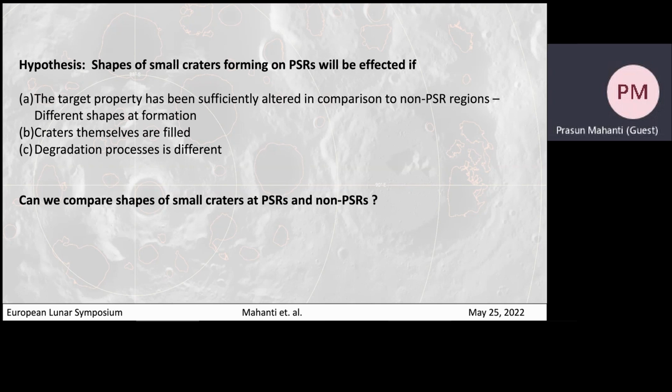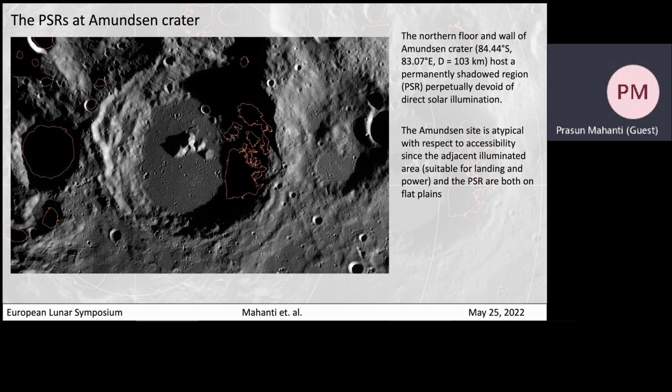So while we were thinking about it, we could pick a PSR and take the craters there and compare it with another place. But while we were looking at that, one particular PSR caught our attention, and that's the PSR at the Amundsen crater. And you can clearly see why. The Amundsen crater is one of those PSRs where we have a really flat ground with direct solar illumination right next to a region which is a PSR, right? So this is kind of atypical because it is one of those places that is very accessible from the exploration point of view. It's a whole different discussion though.